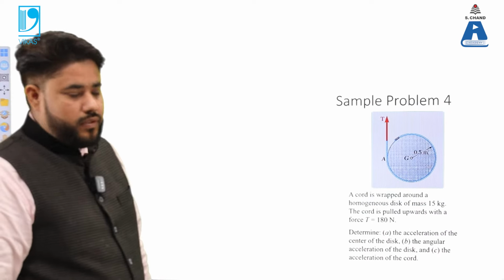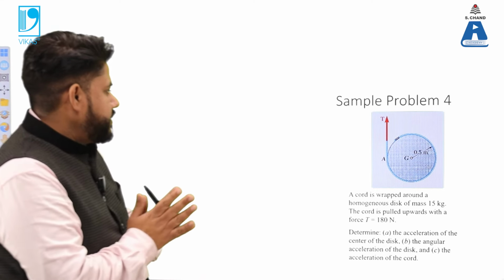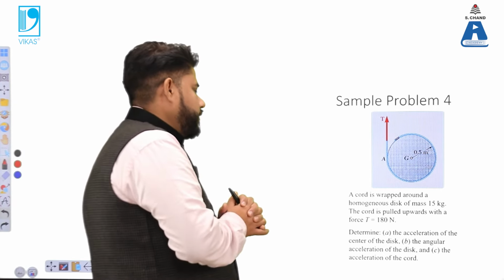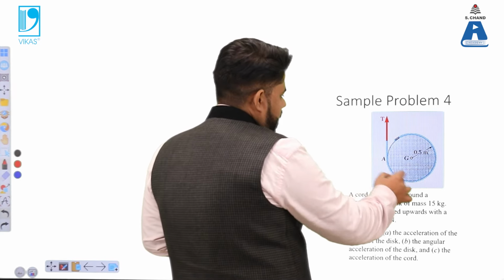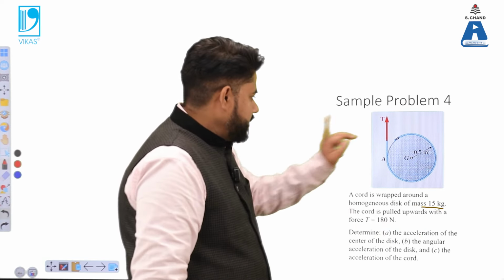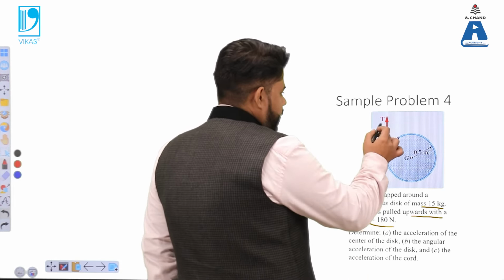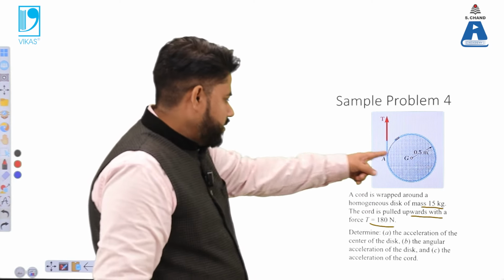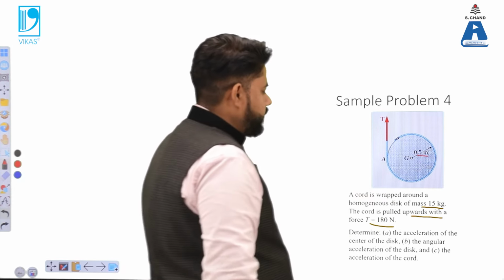We have another problem that is to be taken into consideration. This is one of the basic problems, and that might be important from the point of view of the examination. It is having a disk, and this disk is having a mass of 15 kg, and the cord is wrapped around that disk, and this cord is pulled upward with a force of 180 Newton. So this force is 180 Newton, and the cord is pulled upward. The mass of this disk is 15 kg, and the radius is mentioned to us as 0.5 meter.